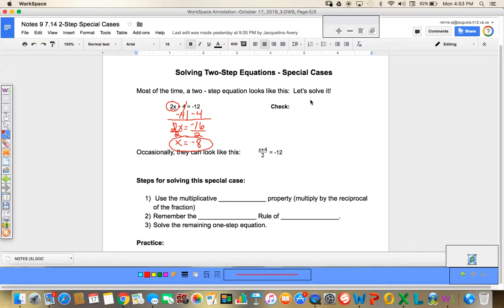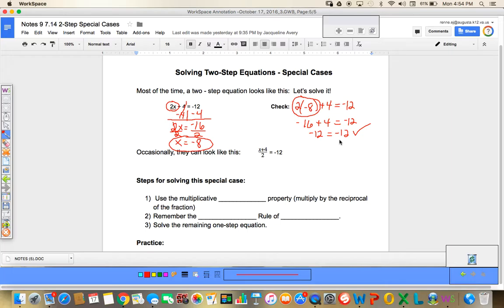Now let's review how to check our answer. We take 2 times negative 8 plus 4 equals negative 12. I'm going to circle the 2 times negative 8 because that's what we want to do first. 2 times negative 8 is negative 16, plus 4 is negative 12. If both sides equal each other, we know we did it correctly.